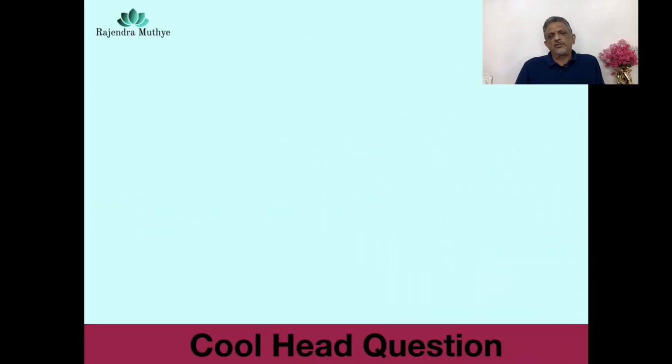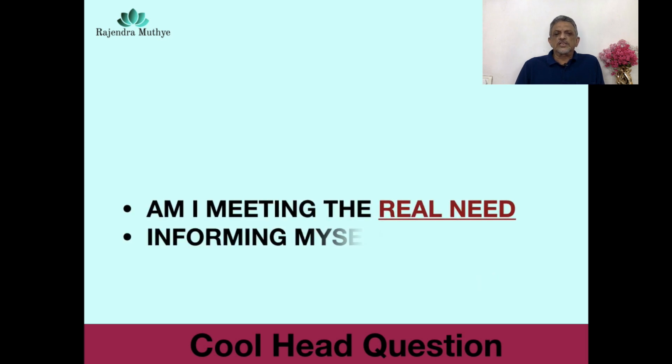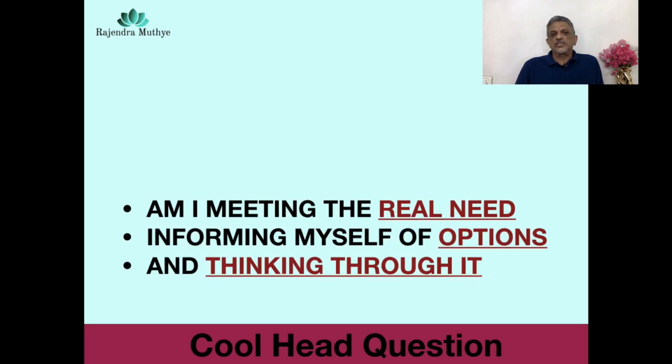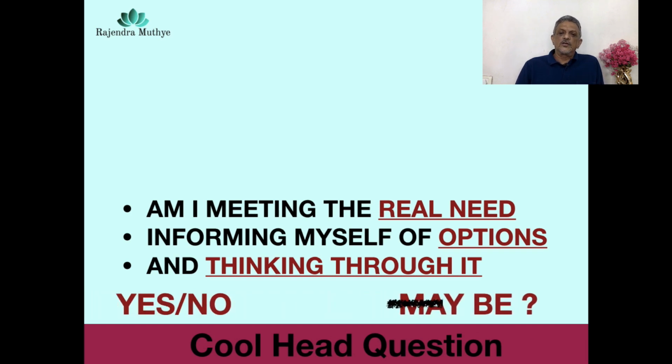So let's go deeper into the first, cool head question. There are two parts, with three questions in each of the cool head as well as the warm heart. Okay, so what the cool head question is: am I meeting the real need? Am I informing myself of all the possible options that I have? And am I thinking through it?